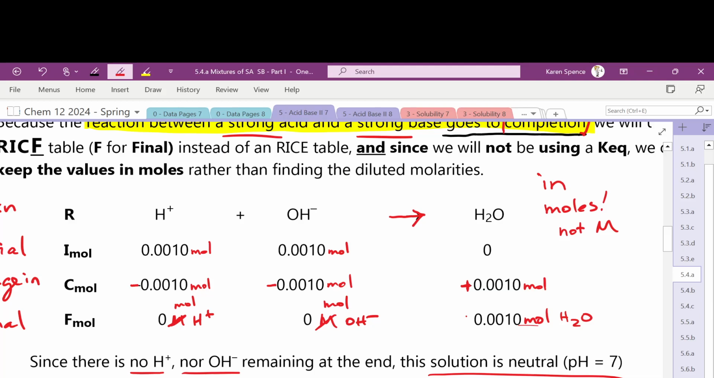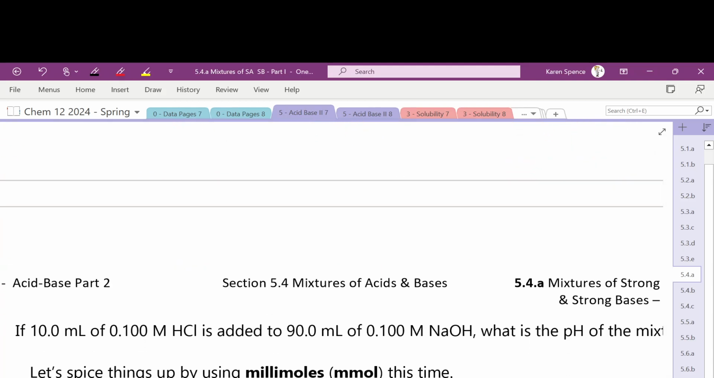And so we have just proved there's no hydrogen, there's no hydroxide, so the solution is neutral, pH equals 7. You would not have to show this amount of work. You could just calculate out the moles, and be like, oh, they're the same, so it's neutral. Okay? But the fact that you now know what a Rikva table is, that's going to be useful for our next example.